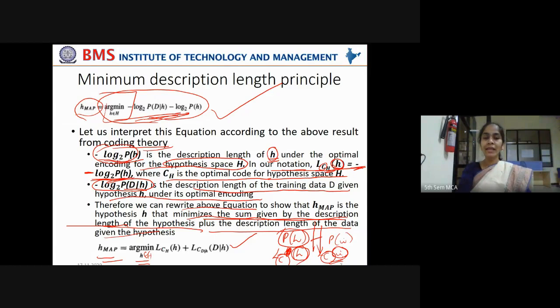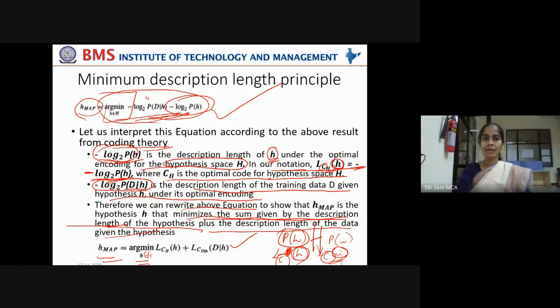How do you write it? L C of H. What are you encoding? The hypothesis small h that you have written here. So instead of this term minus log 2 P of H, you have written it as L C H of h. This L is the length of the hypothesis using the encoding technique C over the hypothesis space capital H. Did you understand the term clearly now?